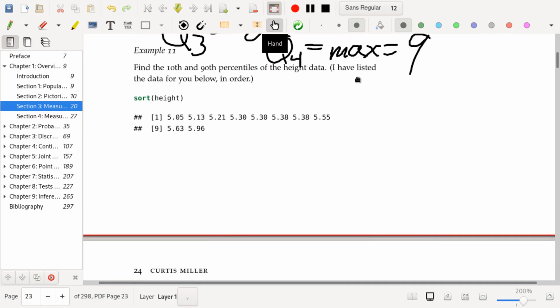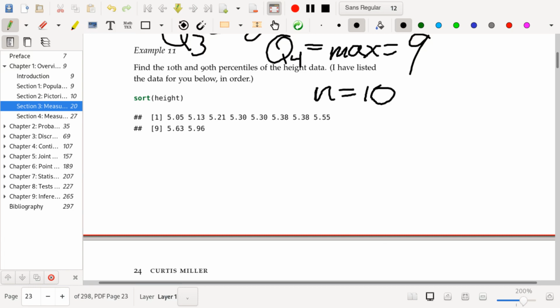Okay, next example. Find the 10th and 90th percentiles of the height data. I have listed the data for you below in order. So the data set, oh yeah, this is actually what I was getting to regarding those little numbers in square brackets. This is the 9th observation, right? So that means that this number right here is the 10th observation in the data set. So that means that this data set has n equals 10 observations.